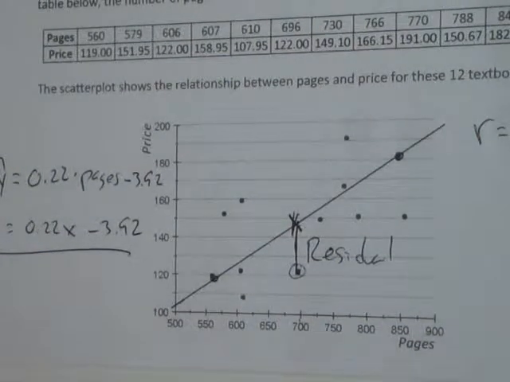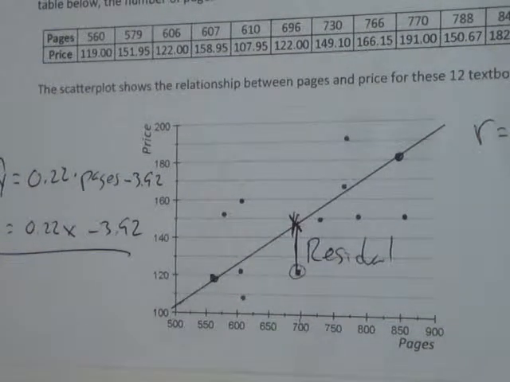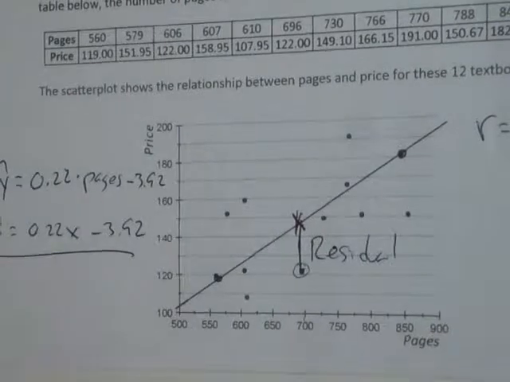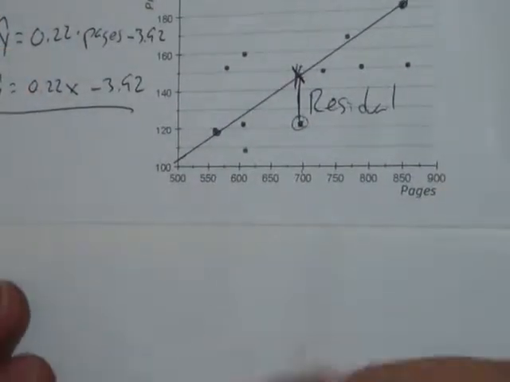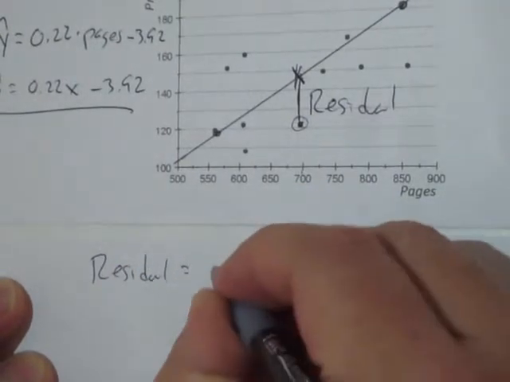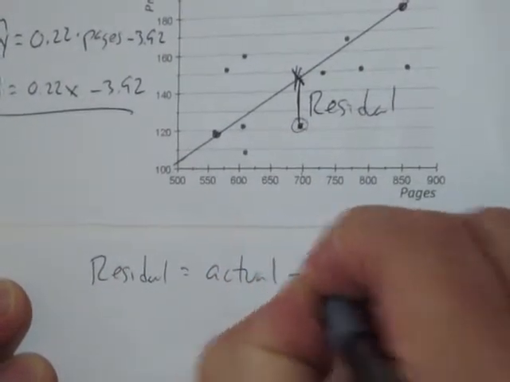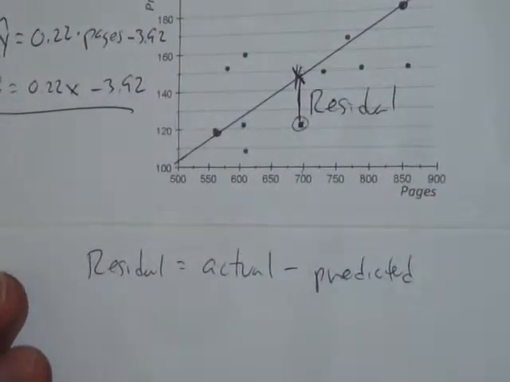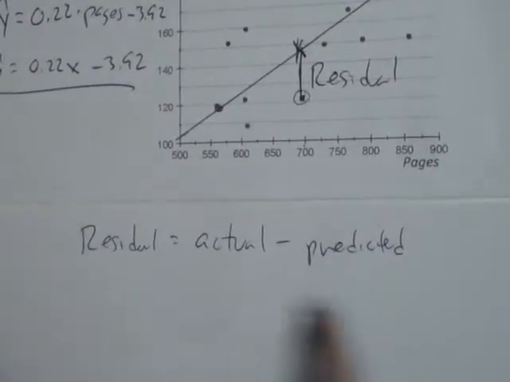Alright guys, so I want to talk a little bit more about residuals. The idea behind the residuals is, in order to find the line of best fit, we want to find the line that ends up having the smallest residuals. And so we saw before that the way you find the residual was actual minus predicted. Actual minus predicted. This should look somewhat familiar.